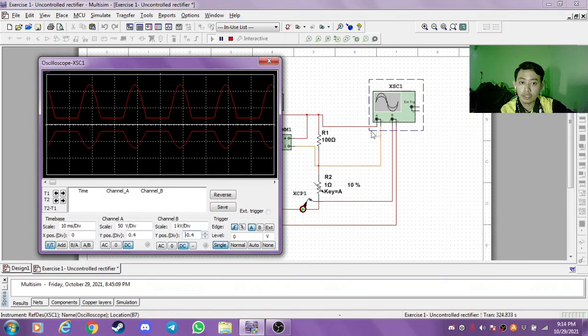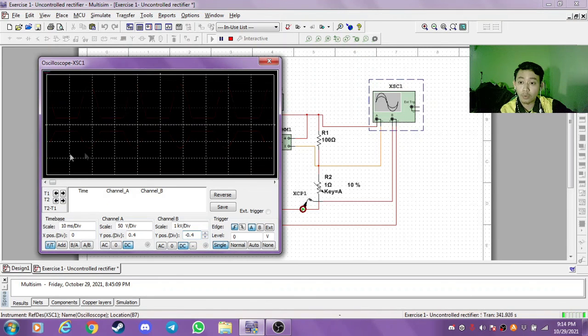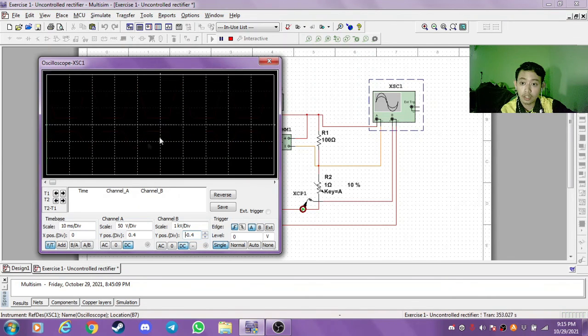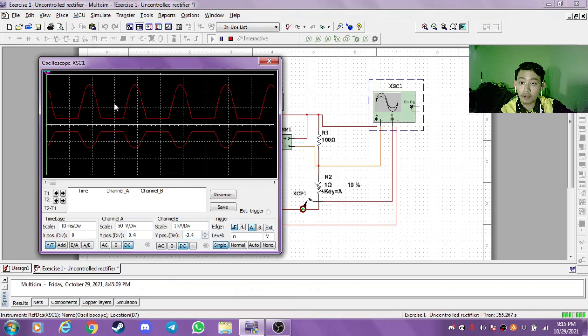So channel A is for the voltage, and channel B is for the inverted output current. We can see that the waveform for the voltage is in the positive half cycle, while the waveform for the current is in the negative half cycle. This is because the current has been inverted. In normal condition it will be in the positive half cycle, but with the same shape.